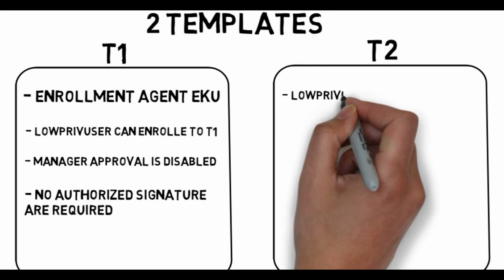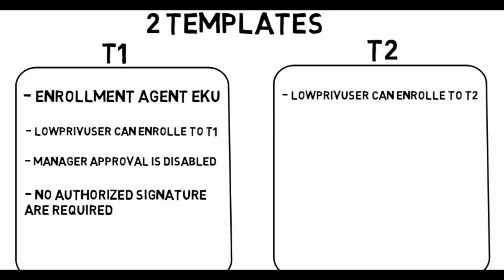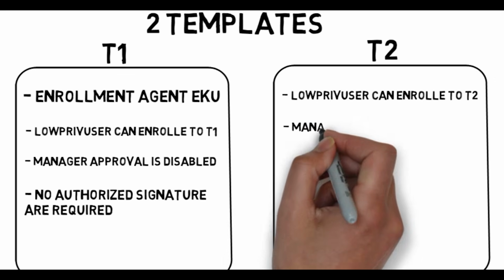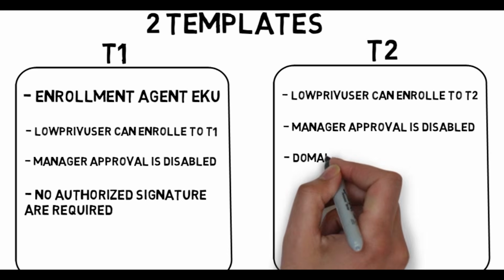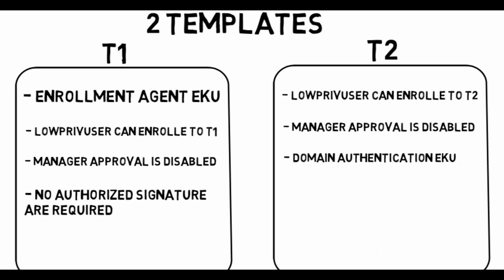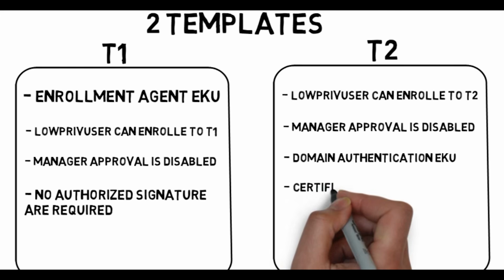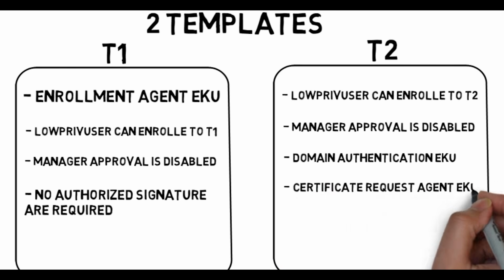The second template must allow the user we control to enroll. Also, manager approval is disabled, and the certificate template defines an EKU that allows for domain authentication, along with the certificate request agent EKU enabled.